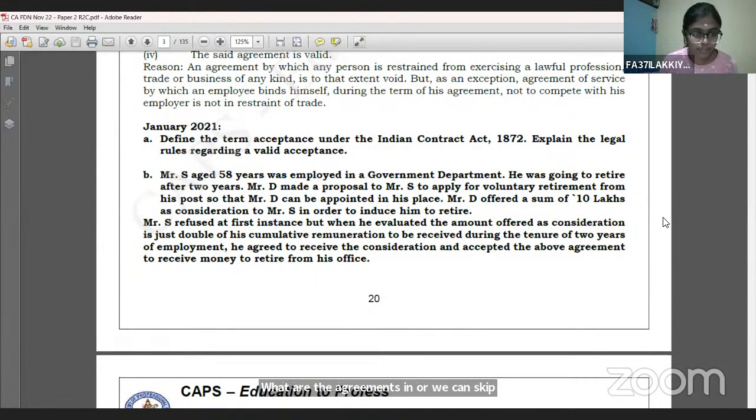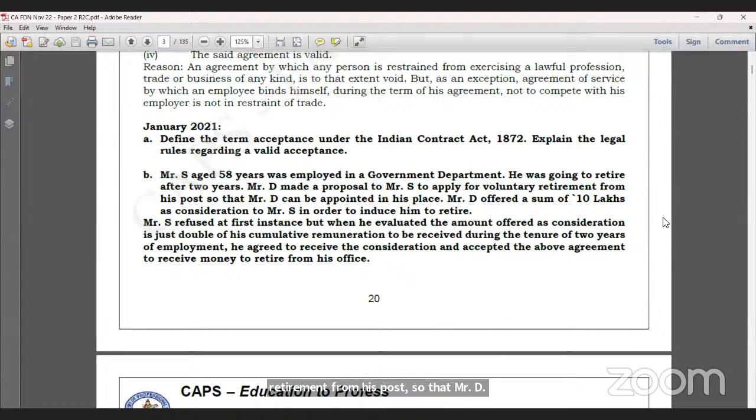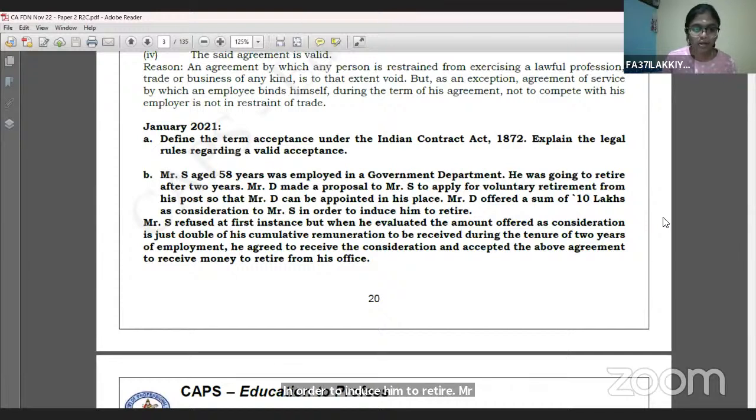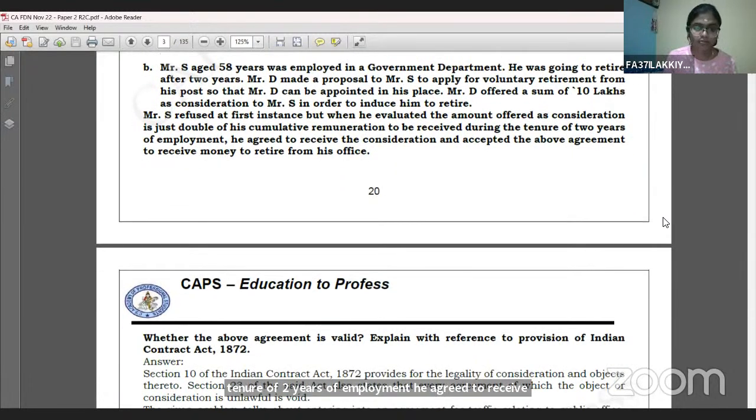A second question. Mr. S, aged 58 years, was employed in a government department. He was going to retire after 2 years. Mr. D made a proposal to Mr. S to apply for voluntary retirement from his post so that Mr. D can be appointed in his place. Mr. D offered a sum of 10 lakhs as consideration to Mr. S in order to induce him to retire. Mr. S refused at first instance, but when he evaluated the amount offered as consideration is just double of his cumulative remuneration to be received during the tenure of 2 years of employment, he agreed to receive the consideration and accepted the above agreement to receive money to retire from his office.